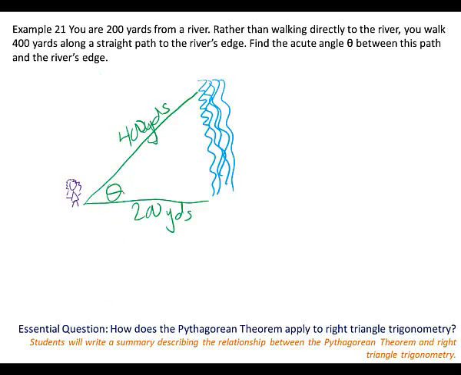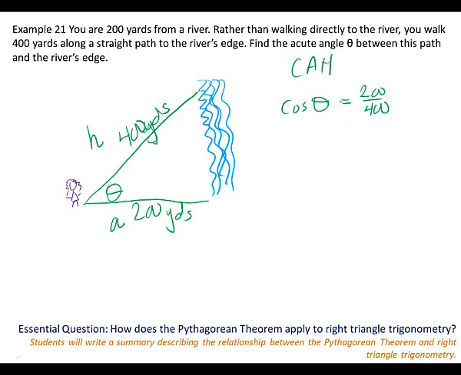All right. So it looks like I've got the adjacent and the hypotenuse. So that's cosine of theta equals. So what would I put over what? 200 over 400. All right.